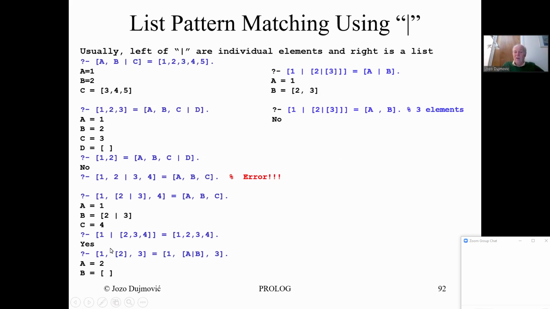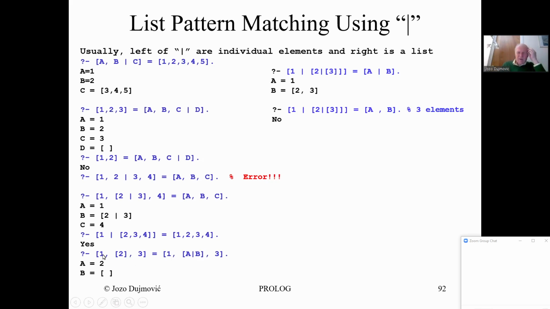You can also have 1 as a head, and then the tail is 2, 3, 4. Is this matching 1, 2, 3, 4? Yes, it is, of course, because this is the list. So right of the vertical line should be a list. So 1 is a head, 2, 3, 4 is the tail, and this matches 1, 2, 3, 4. Any question?